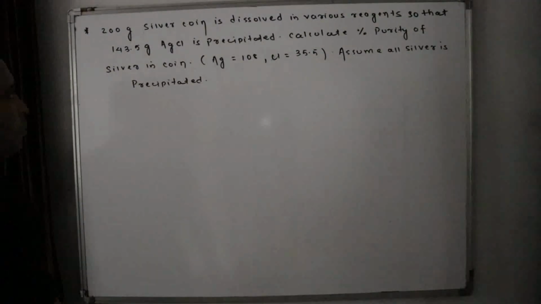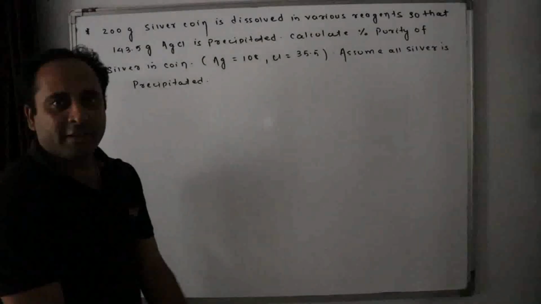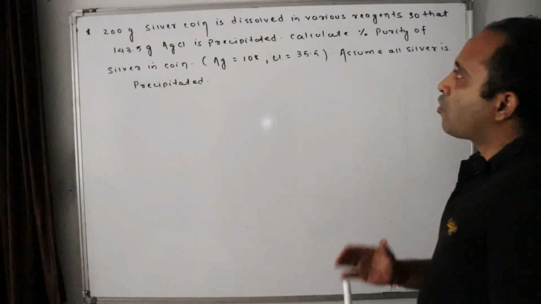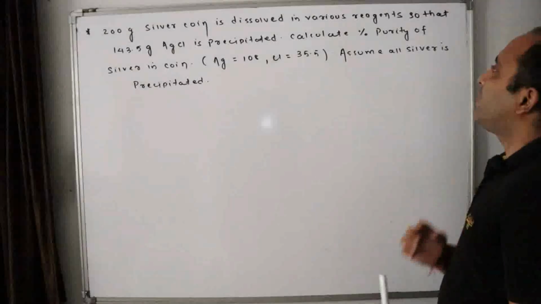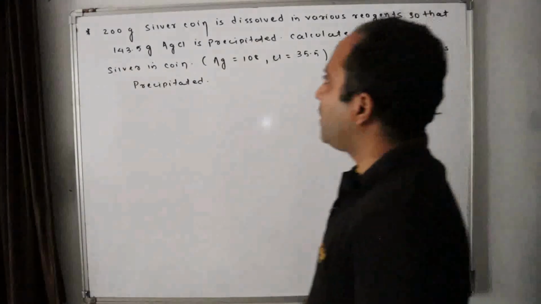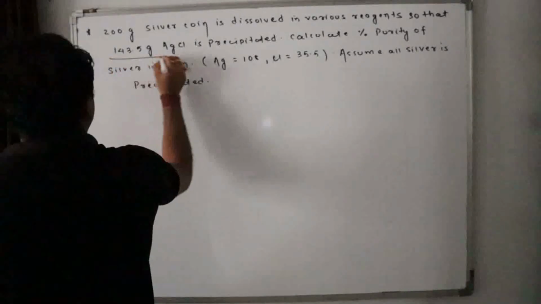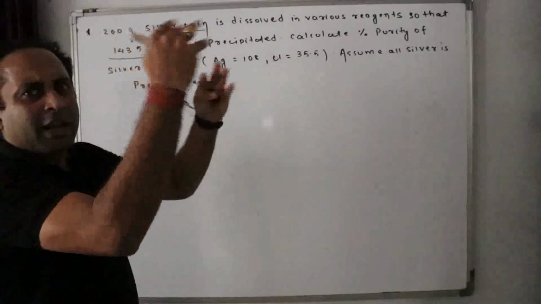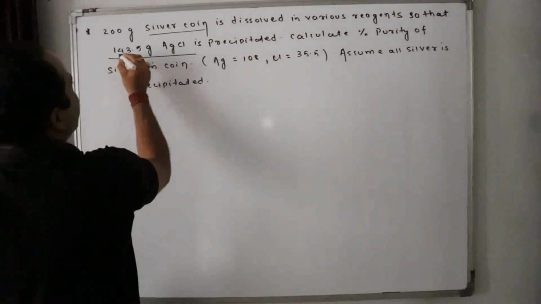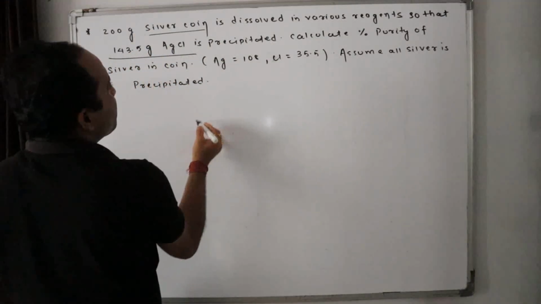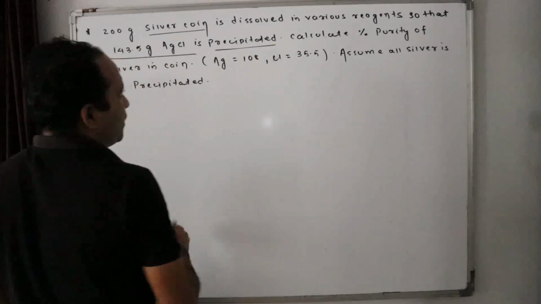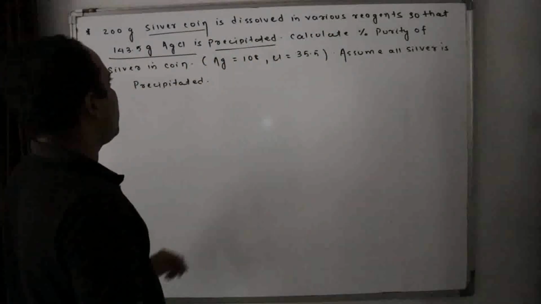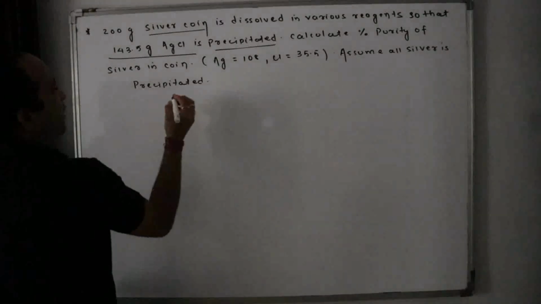Now this question looks quite tough and difficult. Read the question once, beta. 200 gram of silver coin is dissolved in a reagent, so that 143.5 gram silver chloride is precipitated. I got 143.5 gram silver chloride precipitated out. Calculate percentage purity of silver in the coin. Assume all silver is precipitated.